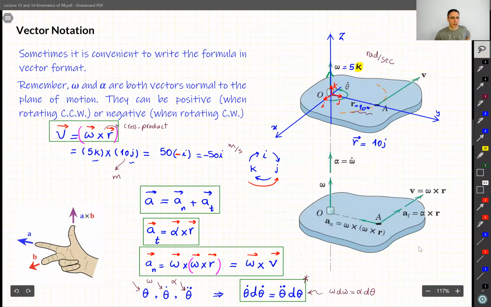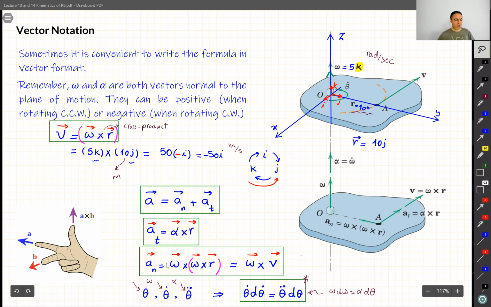Okay, so let's continue with what we started on Wednesday. On Wednesday, we said it's easier to move to vector notation when we calculate velocity and acceleration for a rigid body. Last day, you saw velocity can be calculated by omega cross r, and acceleration, which has normal and tangent, each has a formula. Tangent is alpha cross r, and normal is omega cross (omega cross r).